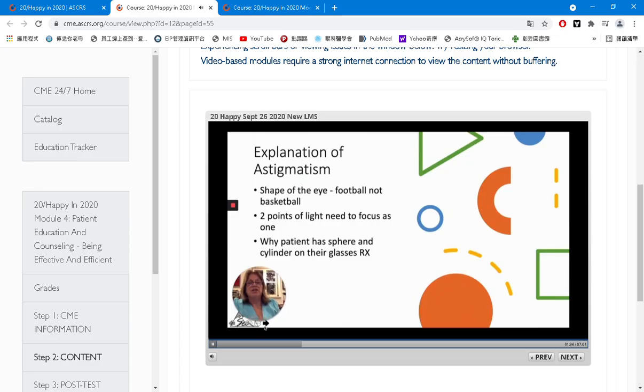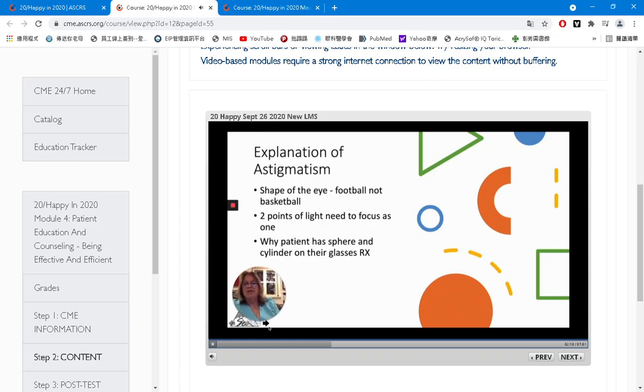So explanation of astigmatism is my job, and I do it fairly simply. One, I tell them about the shape of the eye. I tell them that it's shaped like a football, not a basketball, and that 2 points of light need to focus on the retina in the same plane in order to have an image that is clear. And I say, well, the best way to look at that is let's look at your glasses. I say, there's 3 numbers on here that are really important. That's the sphere, the cylinder, which tells us about their astigmatism, and then their bifocal add that tells them what they need to wear to see to read.